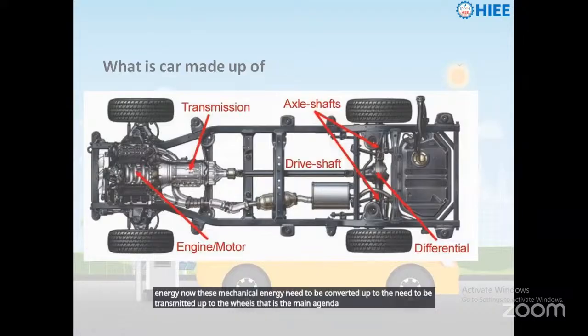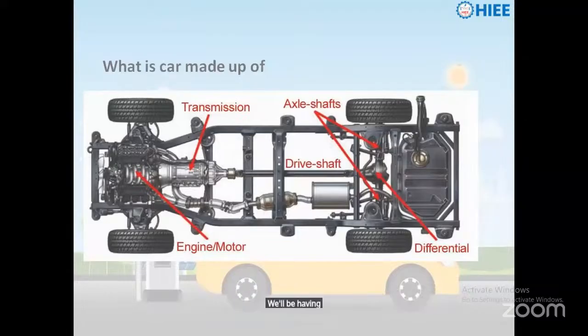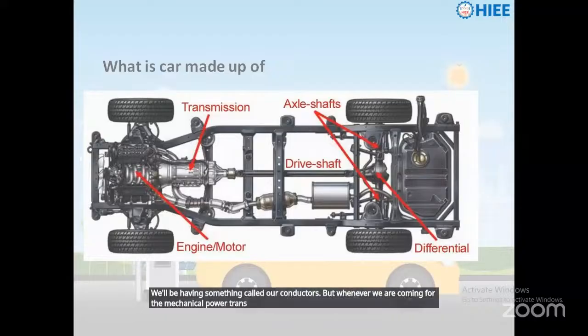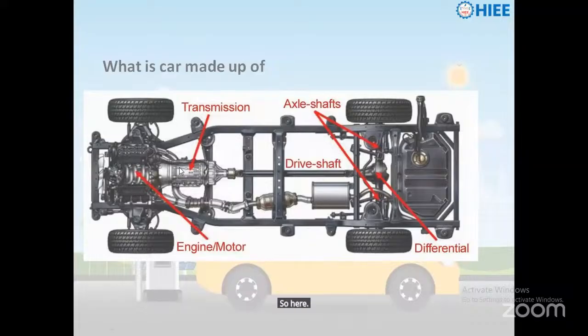Now, whenever we are coming to electrical power transmission, we have conductors. But whenever we are coming to mechanical power transmission, we need some rotating objects, or some vibrating objects. We need some dynamic objects to transmit that power.